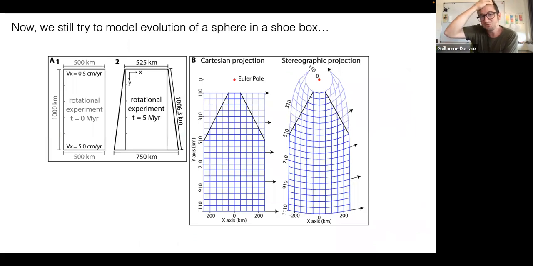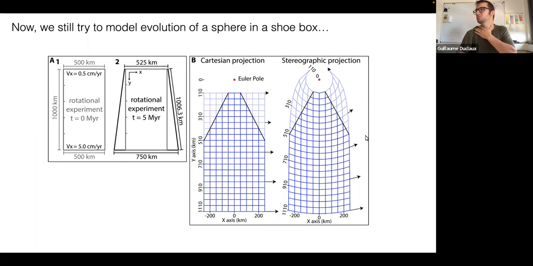So the model works quite nicely, or at least we believe it works quite nicely. It allows us to propose some sort of processes for the evolution of this rift system. But we've got a problem. We still try to model the Earth in a shoebox, right? So we've got a shoebox, and it's going to create weird stuff if you project your grid onto a sphere after. So we actually create some compression in some domains around the system and so on. So this was not really optimal.